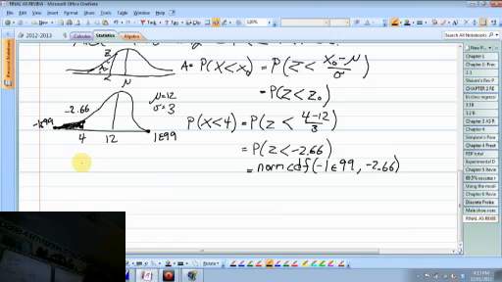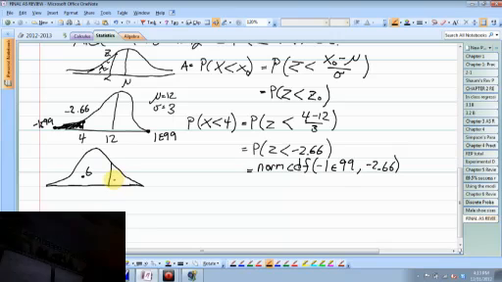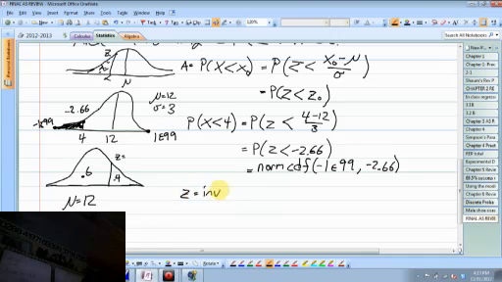Of course, if you have this situation and you know the area here is, let's just make it 0.6, that makes this area 0.4. And let's say mu equals 12, and again, standard deviation equals 3. If I want to know the 60th percentile, we first have to get a z-score. So z is the inverse norm of 0.6.